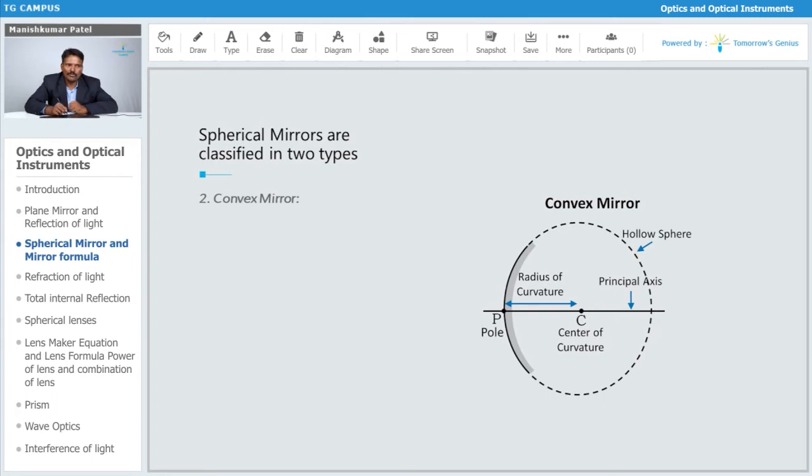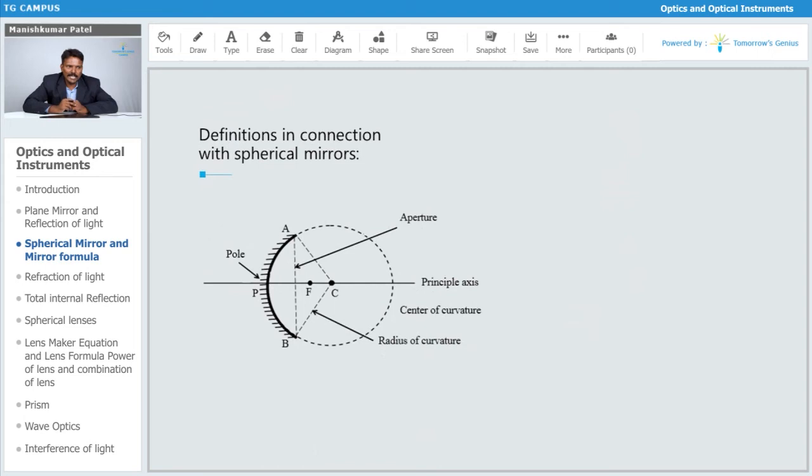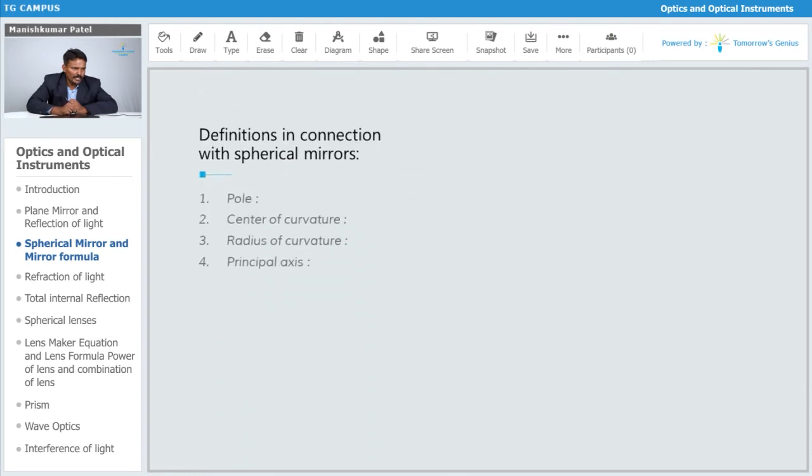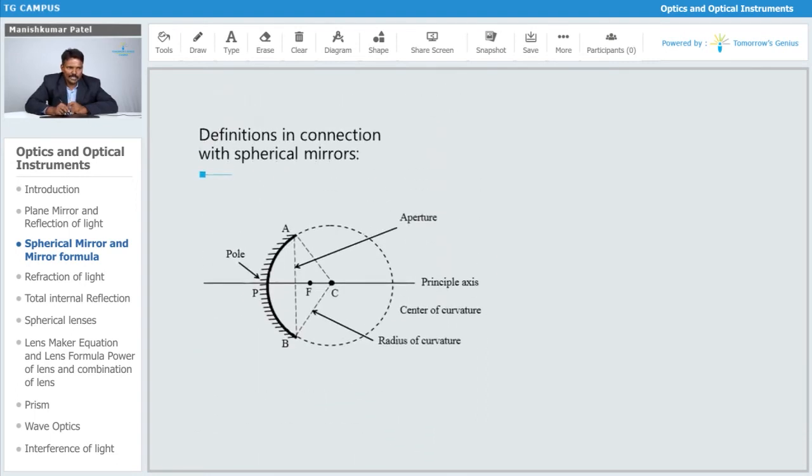Similarly for the convex mirror, the outer surface is reflecting and the inner one we are making silver polished. The remaining things will be as they are: pole, center of curvature, and principal axis, as you have to show over here. So this is your convex mirror. Then we can go through the definitions related to the spherical mirror. This is the pole, and the principal focus we are also going to discuss in detail. We will see that one by one.